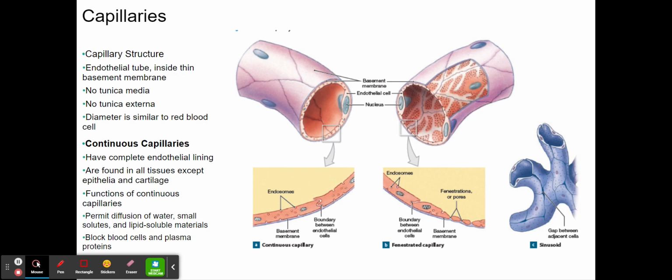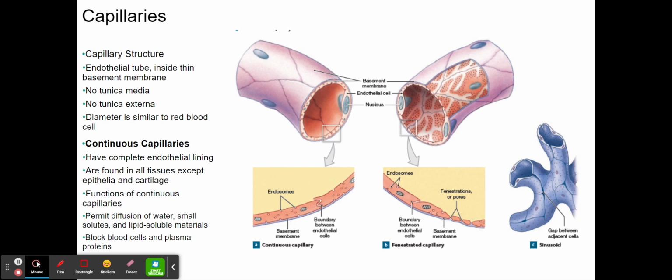Continuous capillaries permit water and small solutes and lipid-soluble materials to diffuse into the interstitial fluid. At the same time, they prevent the loss of blood cells and plasma proteins. In addition, some exchange may occur between the blood and the interstitial fluid by bulk transport, which is the movement of materials by endocytosis, by endosomes, or exocytosis at the inner endothelial surface.